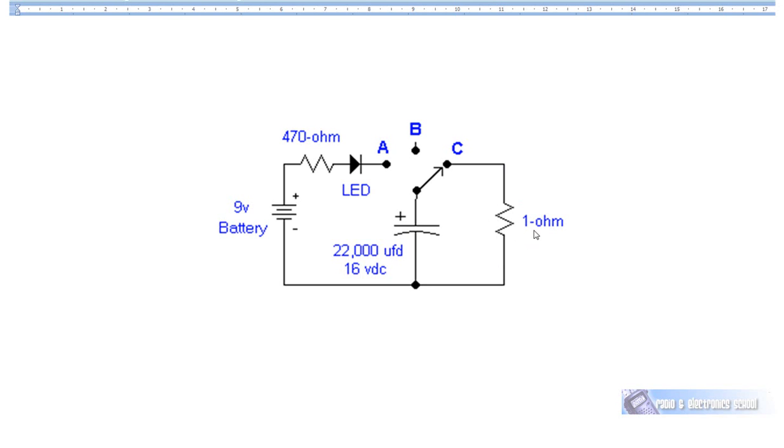We're discharging through a 1 ohm resistor. If we discharge through a light or a lamp, we would see the lamp come on brightly when the capacitor is fully charged, and as the capacitor discharges, we would see the lamp dim.